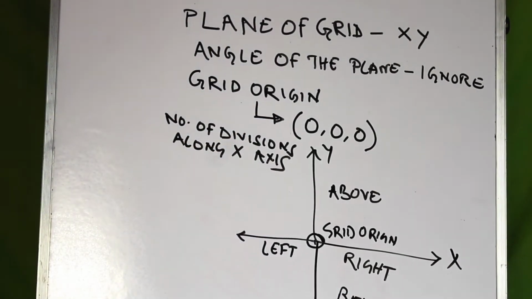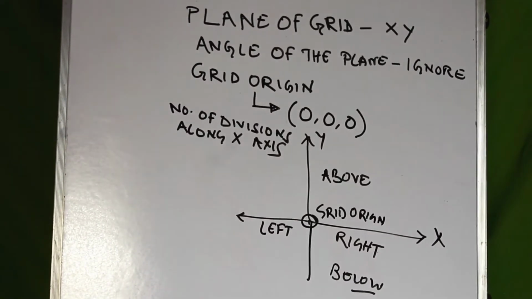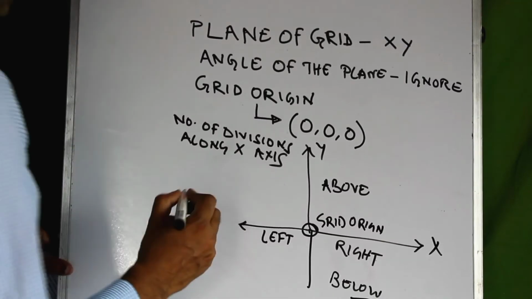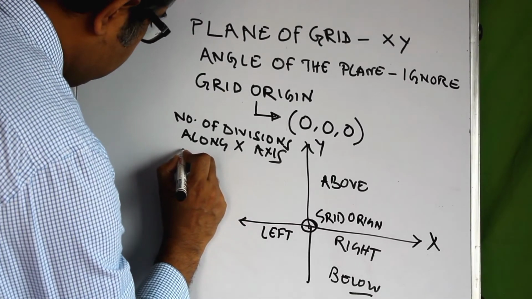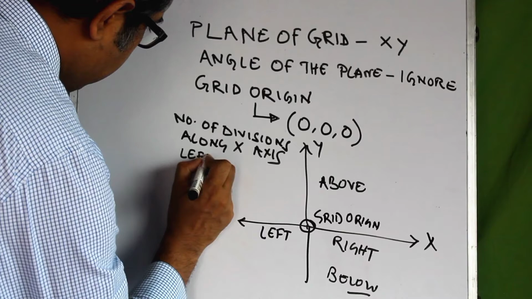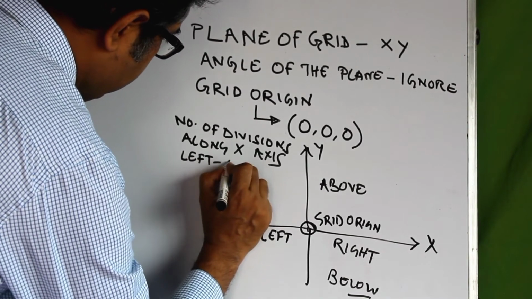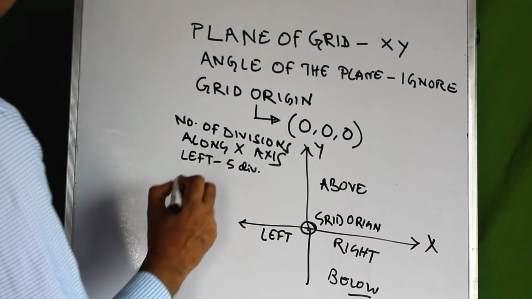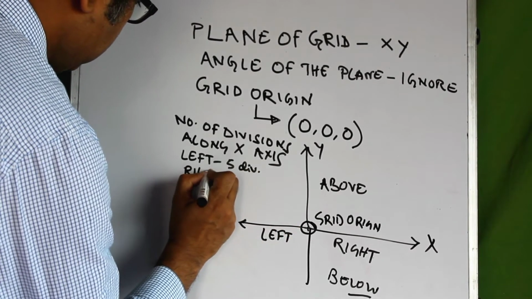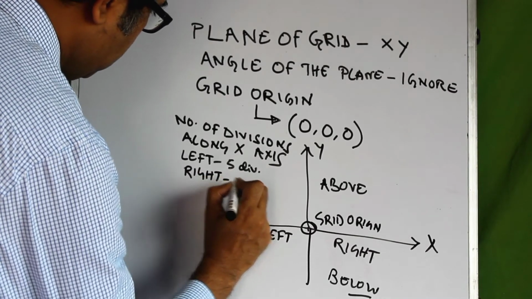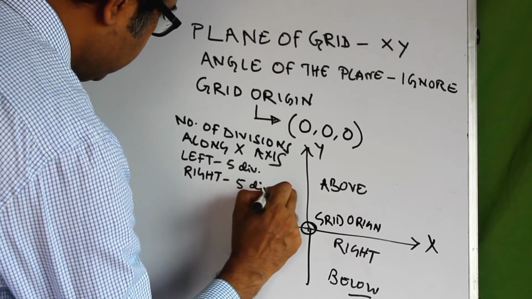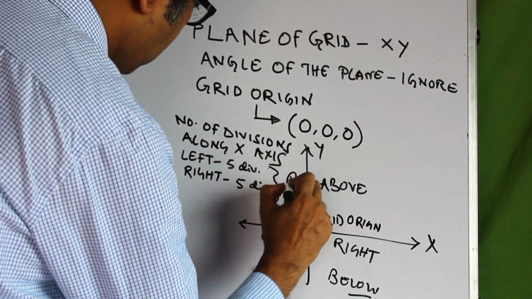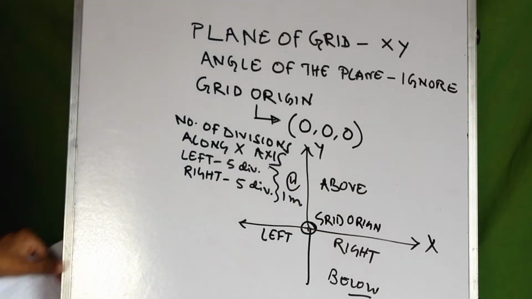Okay, so our requirement is number of divisions along the x-axis. Let us have 5 divisions along the x-axis, 5 divisions at the left. So we'll have 5 divisions, and on the right of the grid origin we will have 5 divisions, and both would be at a spacing of 1 meter.